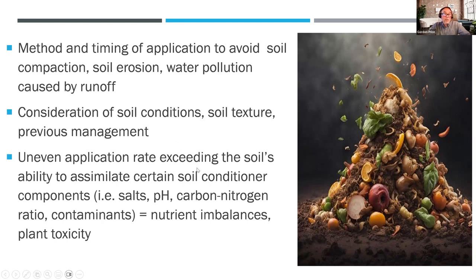Uneven application rates, or even how you determine your application rates. Is it based on nitrogen, which tends to be very typical, but means that you may also be exceeding the soil's ability to assimilate other components, such as phosphorus, because phosphorus is being over applied? Or you may be applying materials or other components that may be adding to the salt content, changing pH, changing the carbon nitrogen dynamics, which means that you're changing release time, or there may be contaminants associated with those amendments that you need to keep in mind.